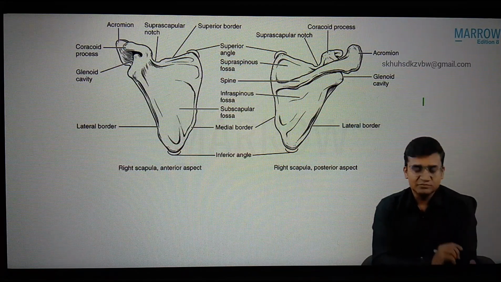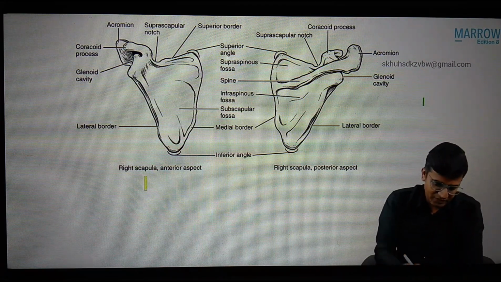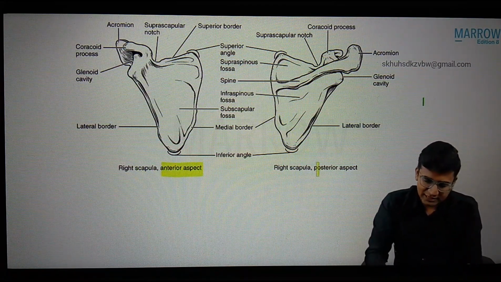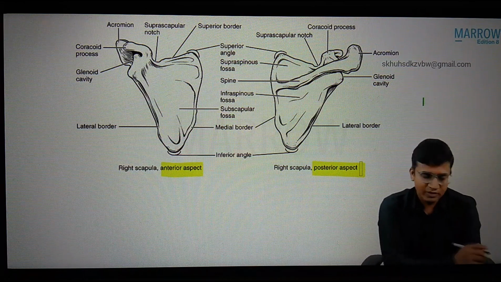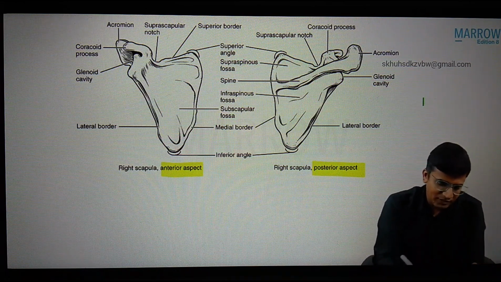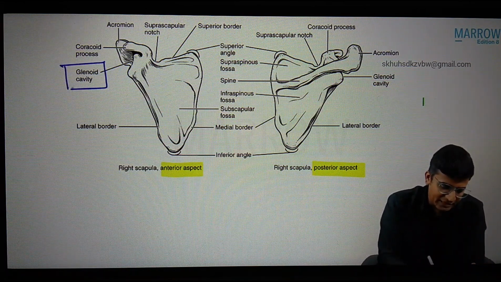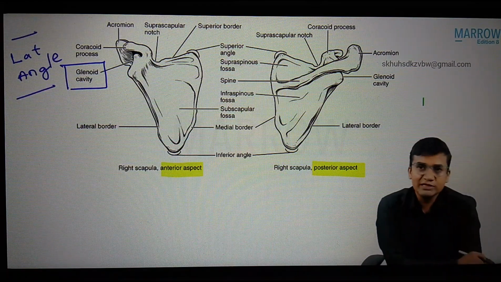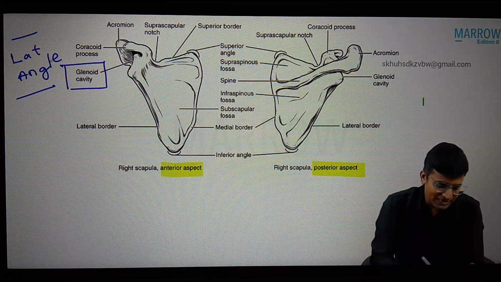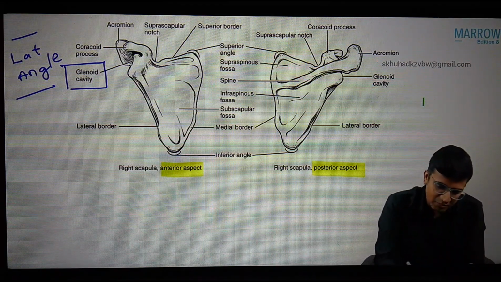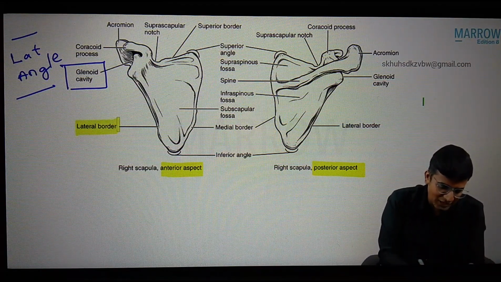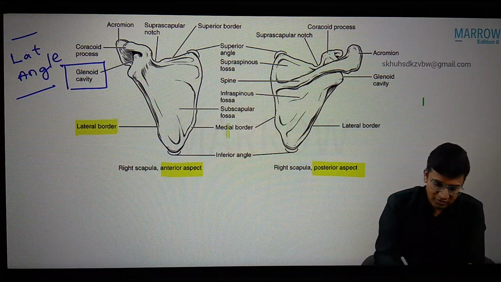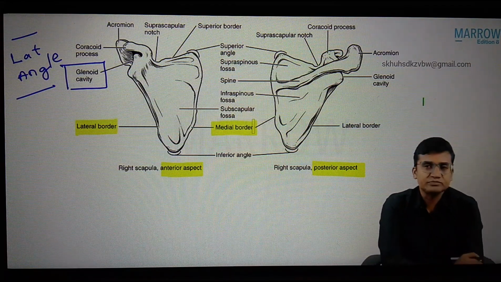Now in the diagram, we are seeing the scapula. This is the anterior aspect, and this is the posterior aspect. Now in the scapula, the glenoid cavity is at the lateral angle that articulates with the head of the humerus and forms the shoulder joint. If that is the lateral angle, then the border immediately below that is called the lateral border. On the other side, this is the medial border.